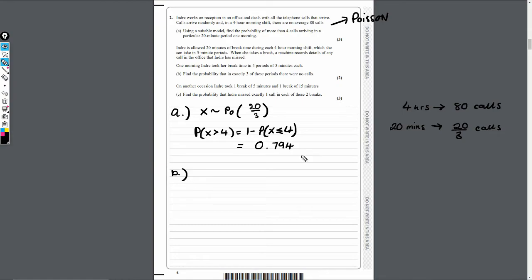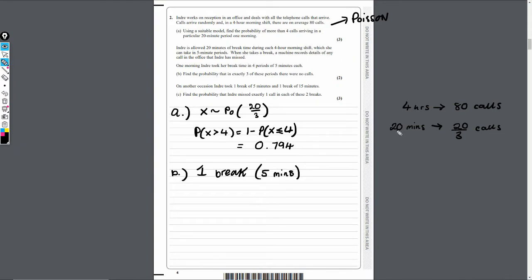So it tells us that she's allowed 20 minutes of break time during each 4-hour shift, which she can take in 5-minute periods. So what it's asking is that if she takes her break time in 4 periods of 5 minutes each, can we work out the probability that in exactly 3 of these periods there were no calls? So how do we do this? Well, let's just work out one individual break first. So one break, that's 5 minutes.